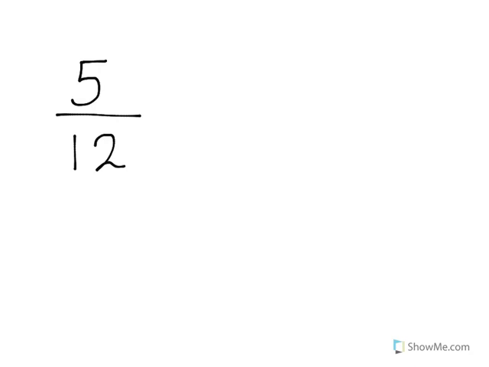So if we're going to try and convert 5/12 into the decimal form, we just put some zeros in here after the decimal point, put the decimal point in, and just divide 5 by 12.